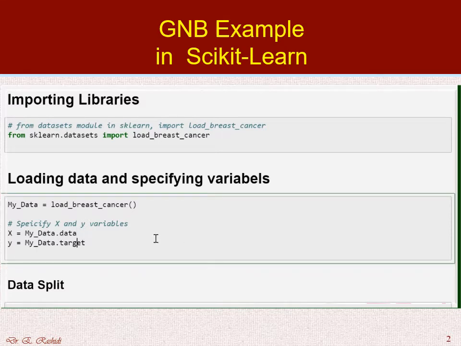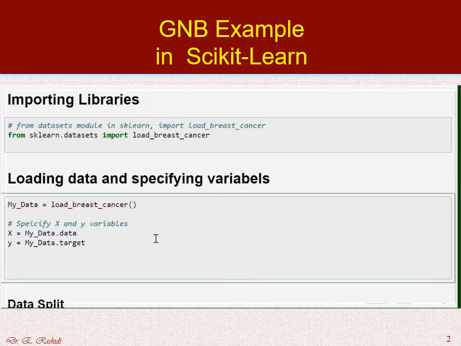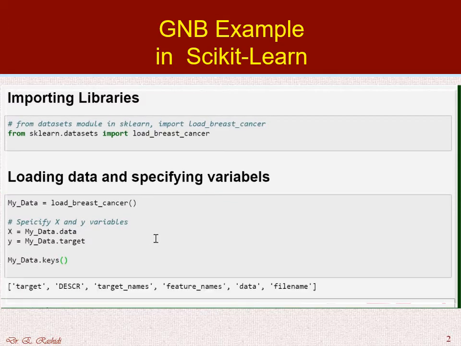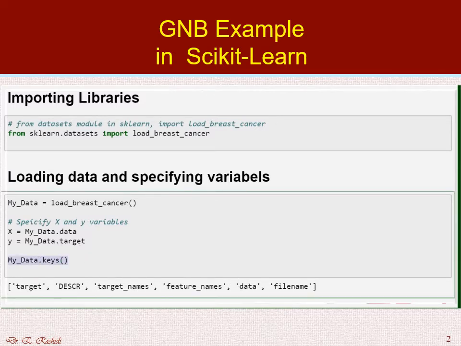The reason that we do this, if you remember, just as a reminder, if you print out the keys of the data set, we have target, description, target names, feature names, data, and file names. So data is the columns associated with all the features that we have, and target is just the target variable.